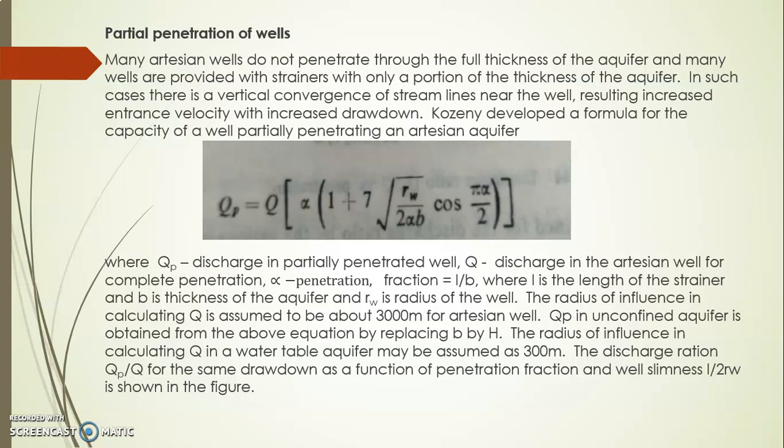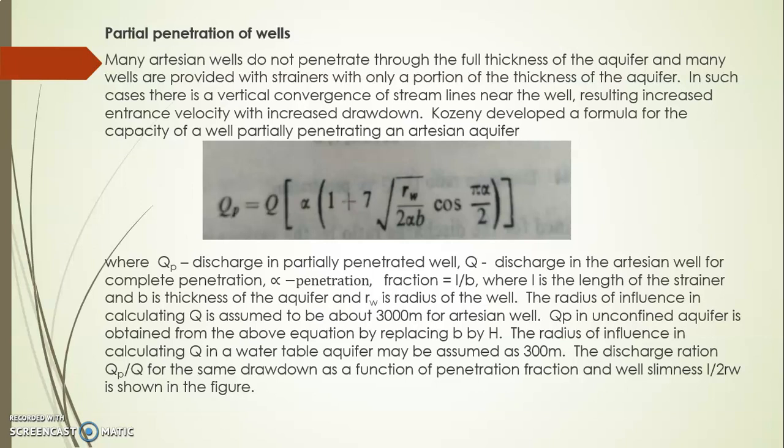Partial penetration of wells. Many artesian wells do not penetrate through the full thickness of the aquifer, and many wells are provided with strainers over only a portion of the thickness of the aquifer. In such a case, there is a vertical convergence of streamlines near the well, resulting in increased entrance velocity with increased drawdown. Cozzini developed a formula for the capacity of a well partially penetrating an artesian aquifer.